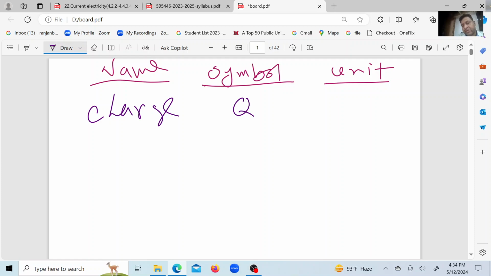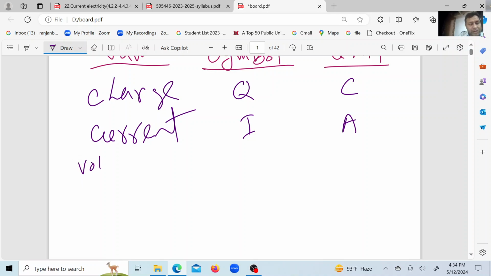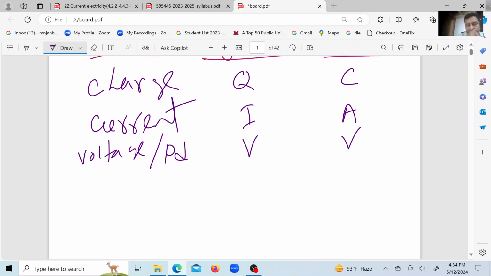The symbol we use for this is Q and the unit is coulomb. Current is I, unit ampere. Voltage or PD is V, and the unit is a volt, right? EMF is also similar to PD. Its symbol is E and the unit is V, volt also.